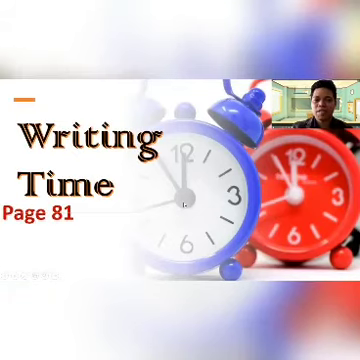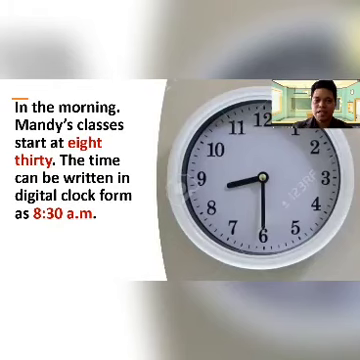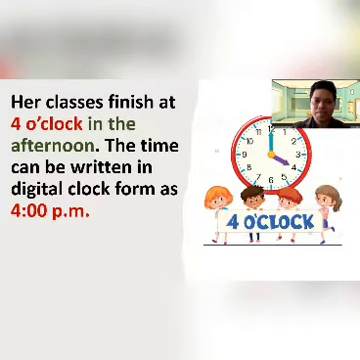Okay, so how do you write the time? In the morning, Monday classes start at 8:30. The time can be written in digital clock form as 8:30 a.m. So you will say a.m. because it's morning. It's daytime, the time when Monday will start his class. Her class is finished at 4 o'clock in the afternoon. The time can be written in digital clock form as 4 p.m. So it's p.m. because it's already noon or afternoon.